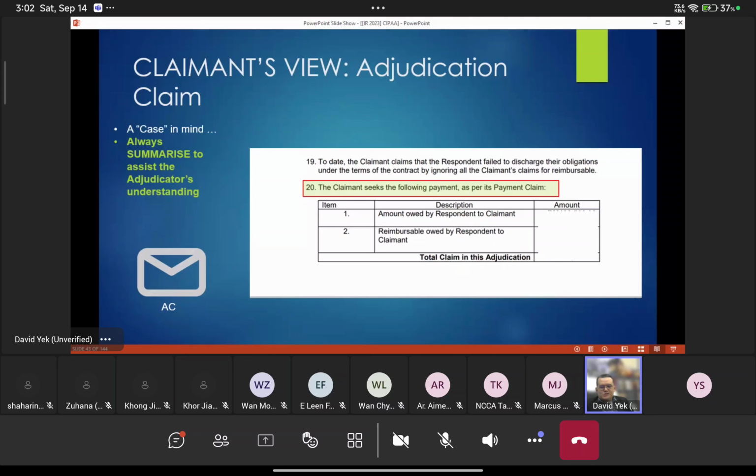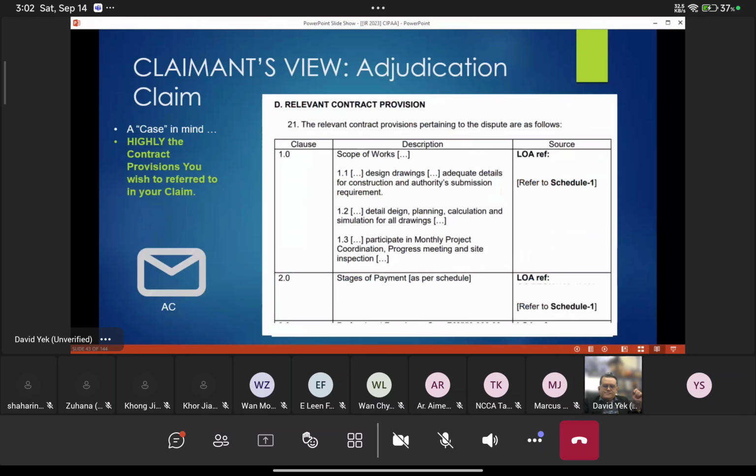And okay, Mr. Adjudicator, having said that, I summarize: these are the total amount of claim for this adjudication. And remember, this adjudication claim amount cannot exceed your payment claim. It should be the same as the payment claim. If you exceed the payment claim, or even go below the payment claim, then you are in trouble. Your whole adjudication claim can be disqualified. So you have to keep that in mind.